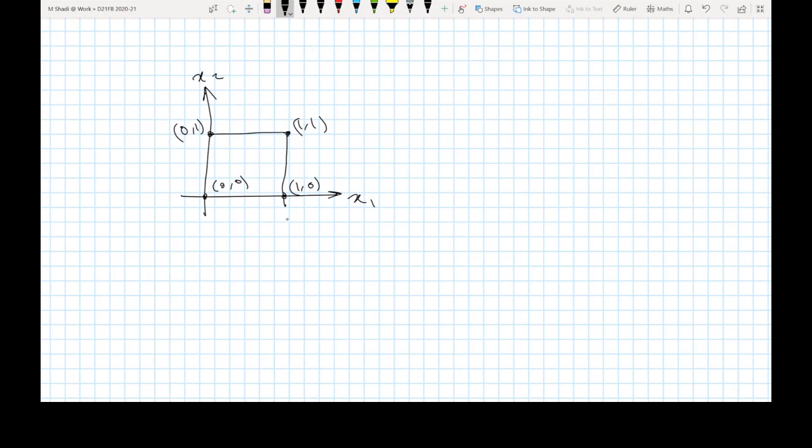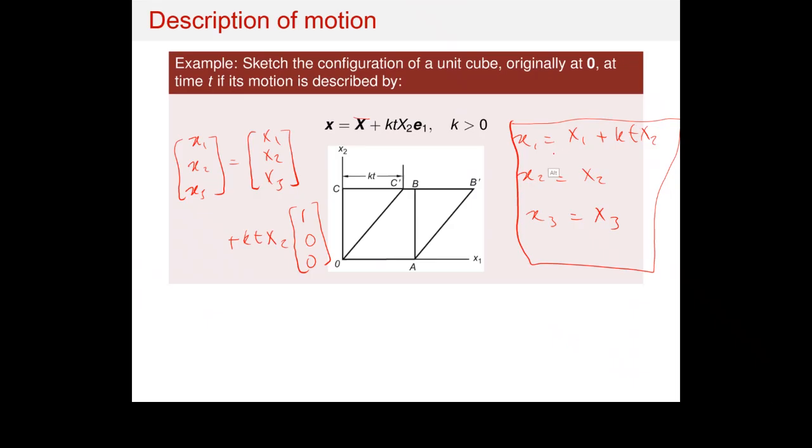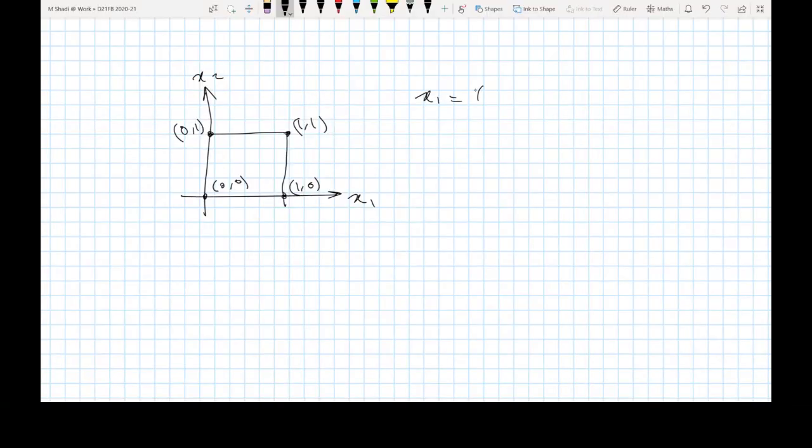Just a unit square. Now I'm going to take every single one of these points and use the displacement field which I've described here. So x1 is equal to X1 added to kt X2, and then x2 is equal to X2, and x3 is equal to X3. So I'm just going to use these equations to find the new position for every one of these 4 nodes at time t. All right.